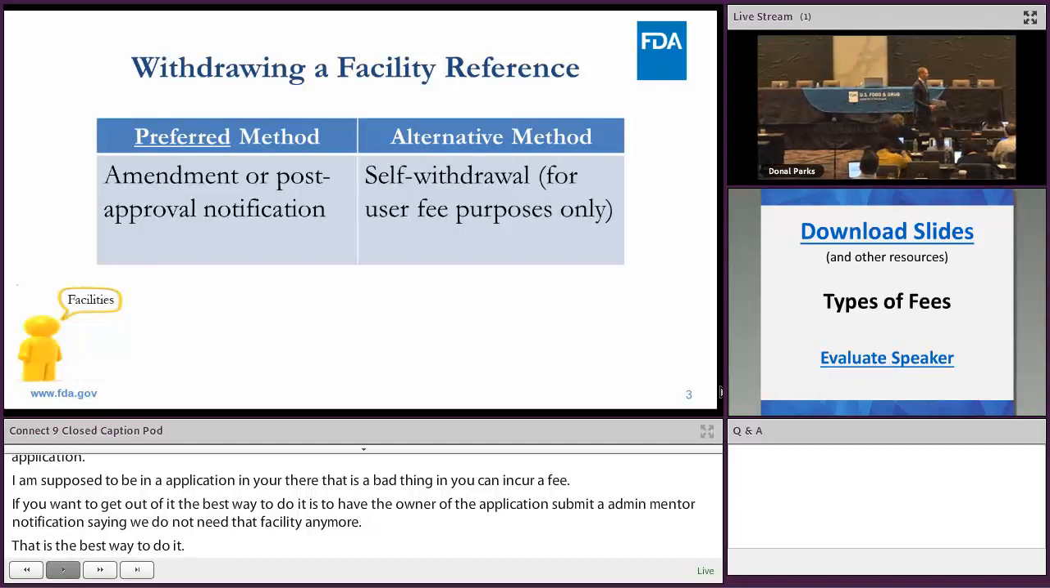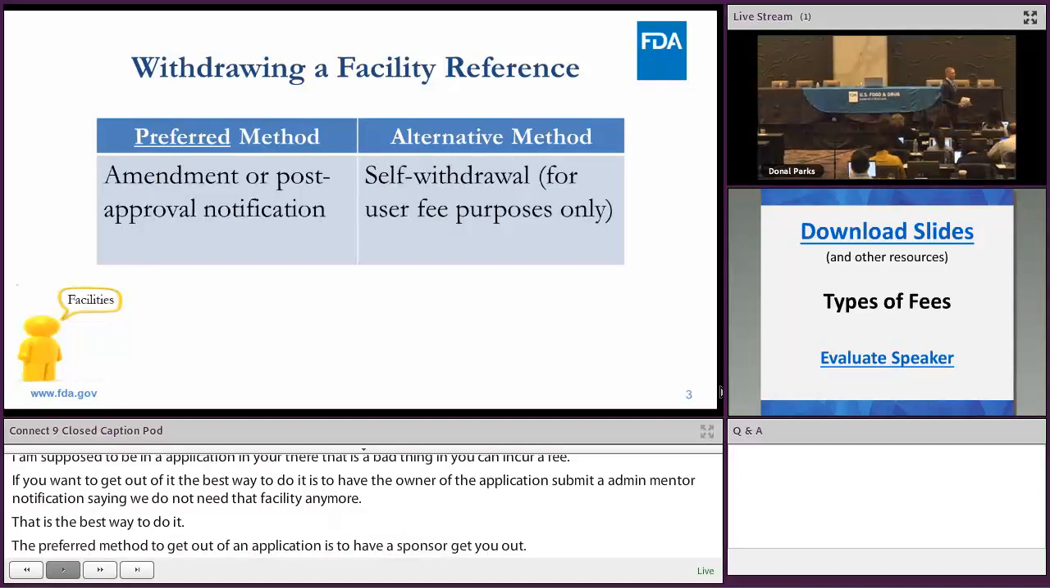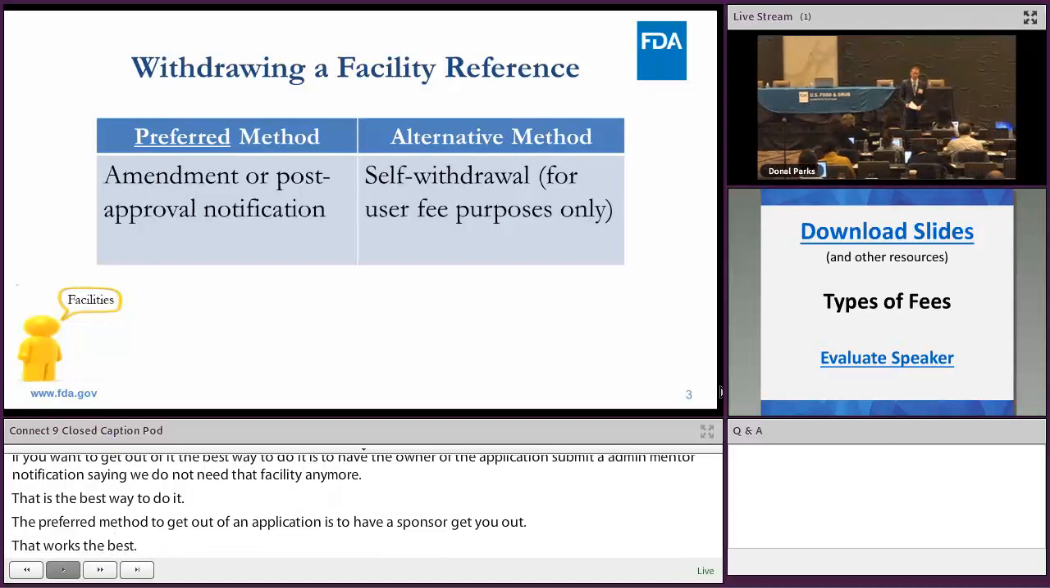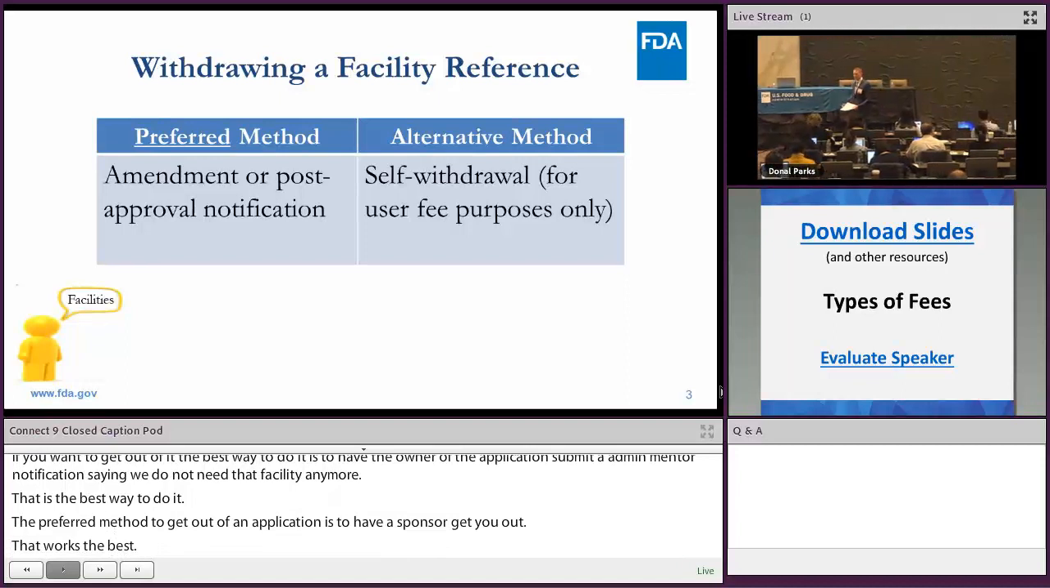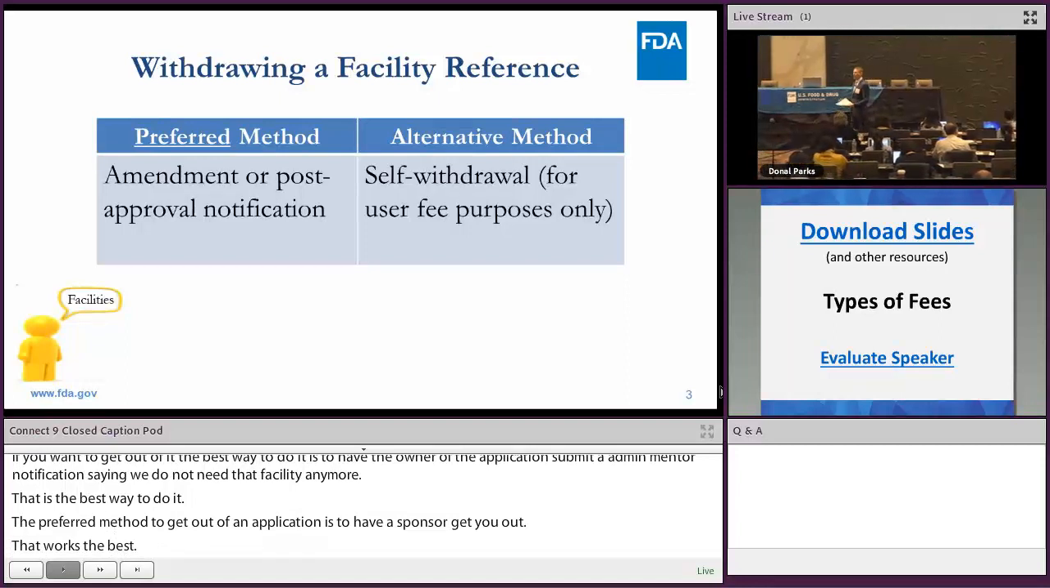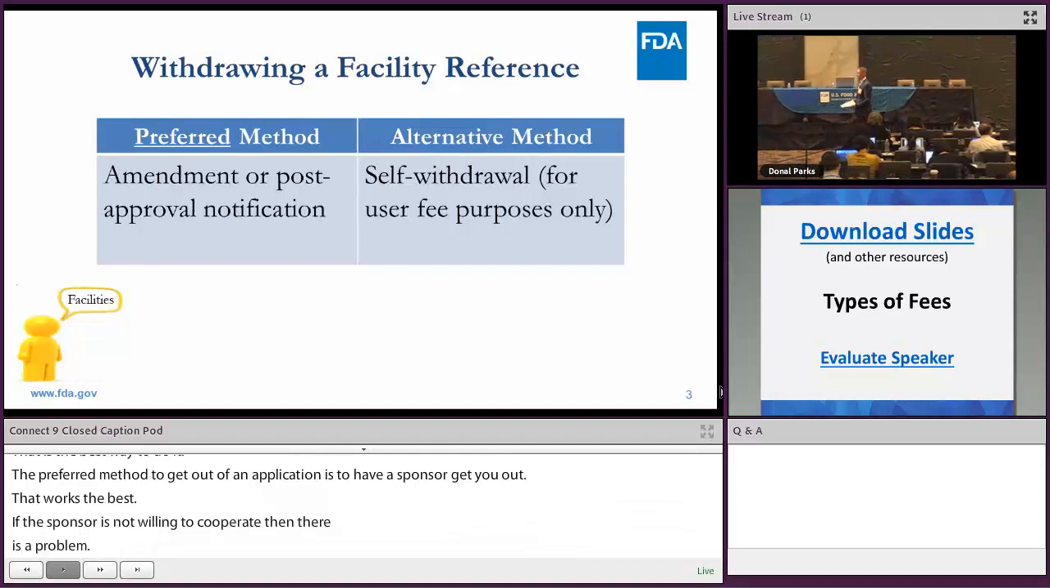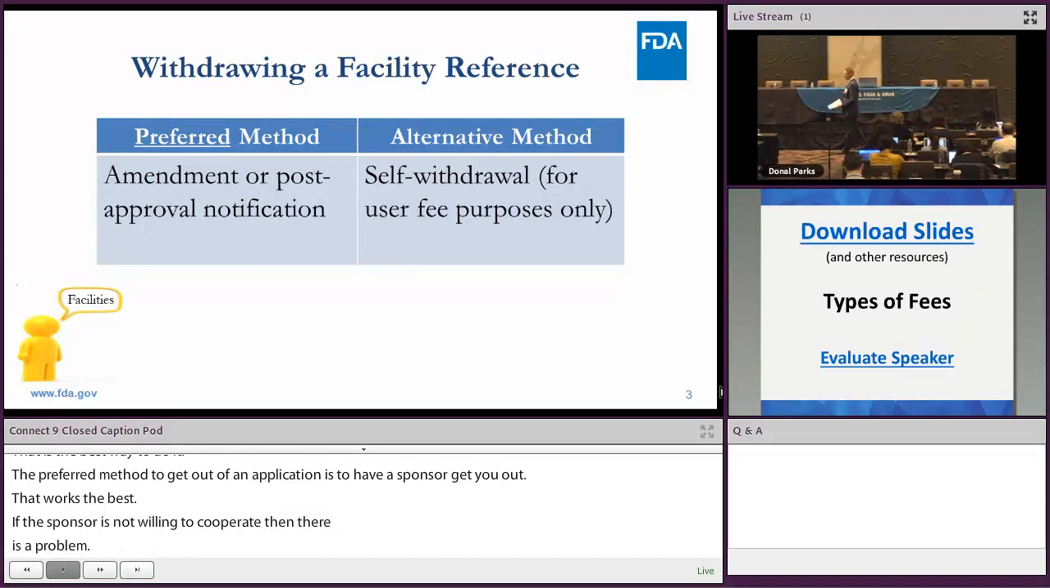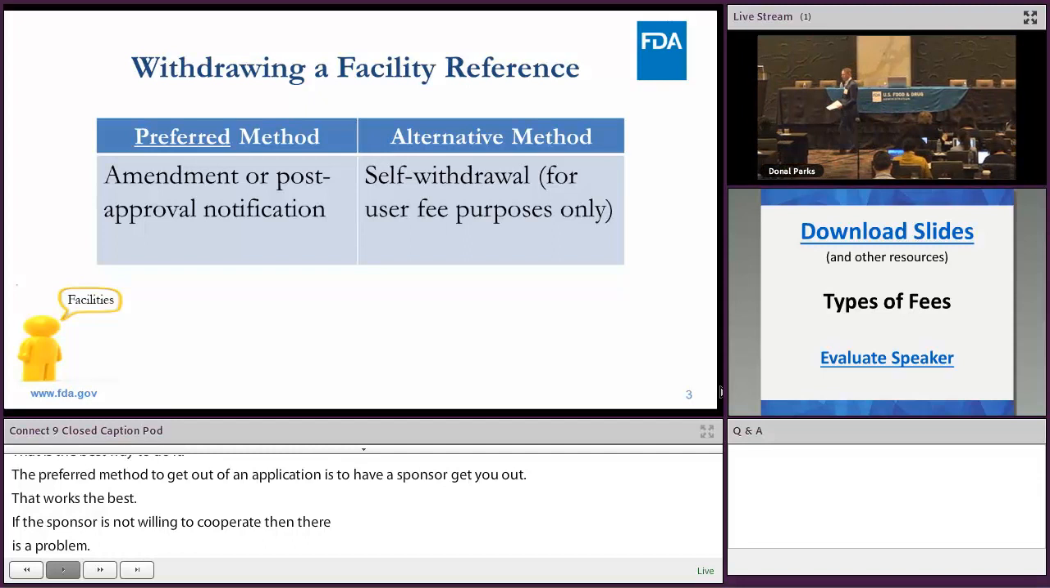And so we recognized early on in GDUFA 1 that there would be facilities who fell into this situation, and we had to work within the constraints of the statute to find a way to make that problem go away because it just wasn't right. And so we came up with an alternate method, which is the self-withdrawal for user fee purposes only.